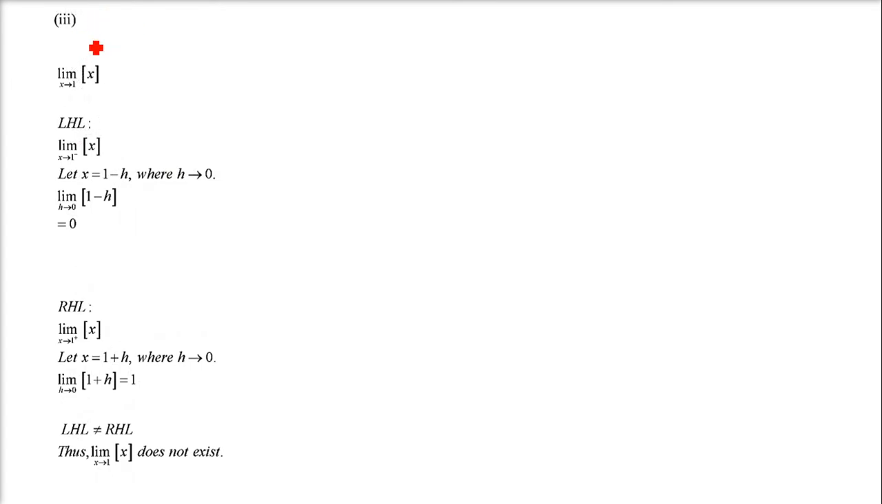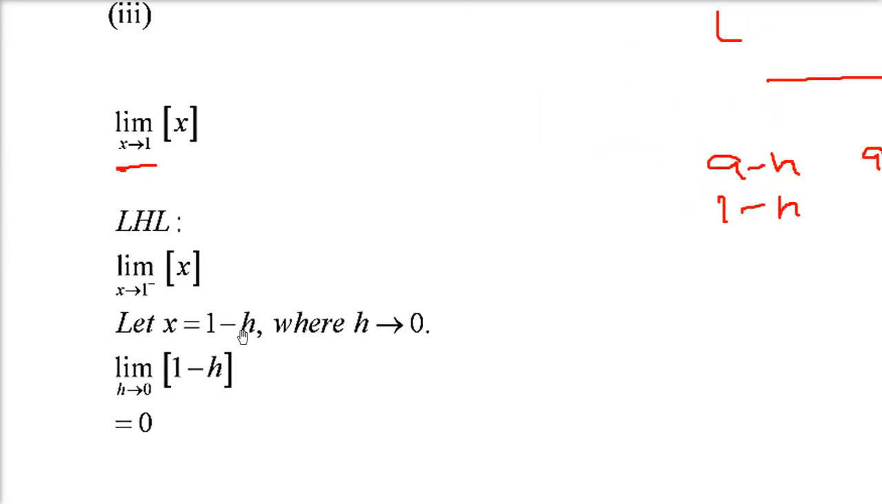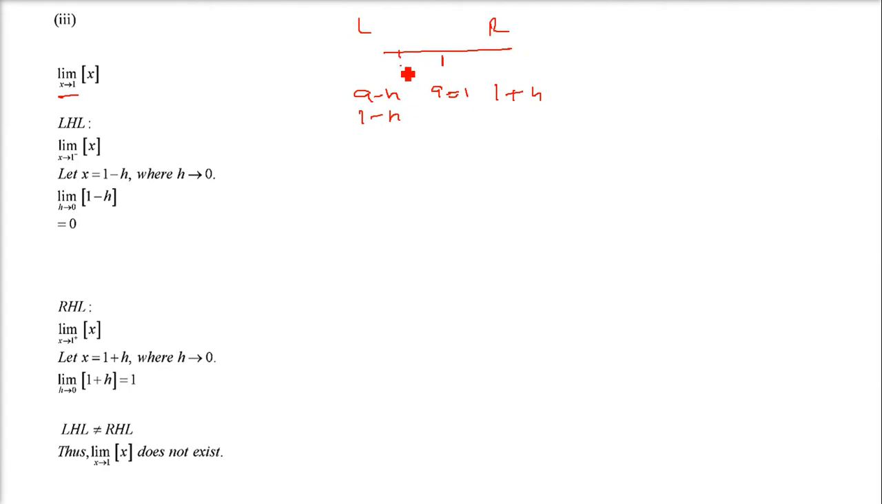So here we have the same function, limit x tends to 1. So x tends to 1, we have a equals 1. Now for the left hand limit, we will put a minus h, that is 1 minus h. On the right, we will have 1 plus h. So we put x as 1 minus h here. You know, whatever you subtract from 1, you will go to 0. Between 1 and 0, whatever you subtract, it will go to 0. The greatest integer function always gives you 0.